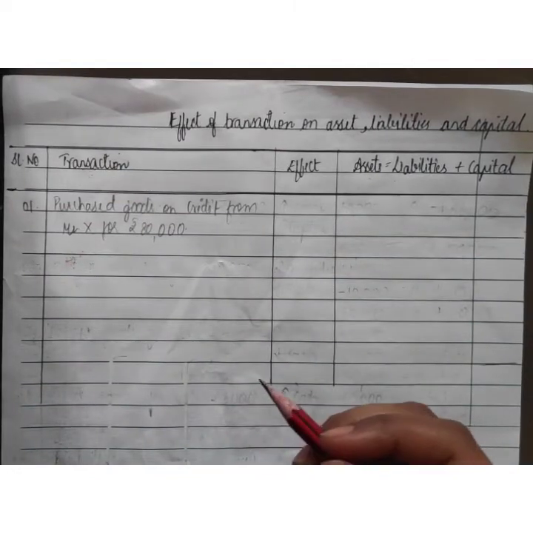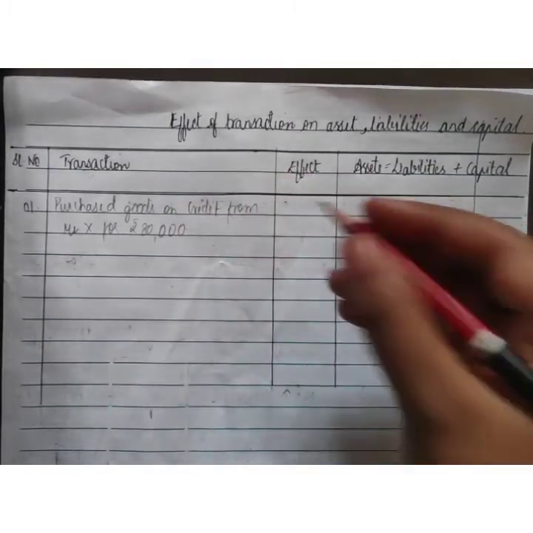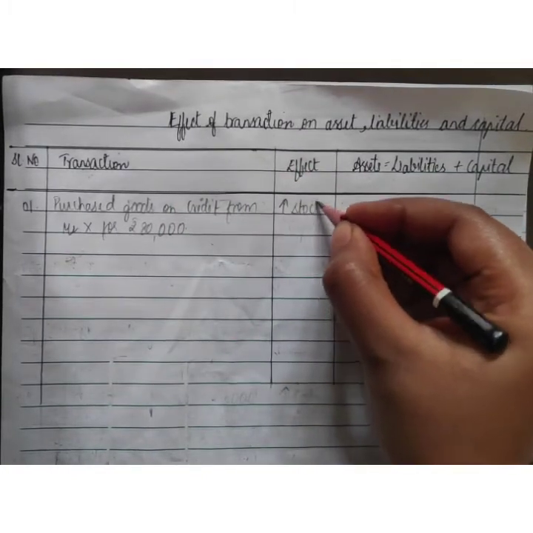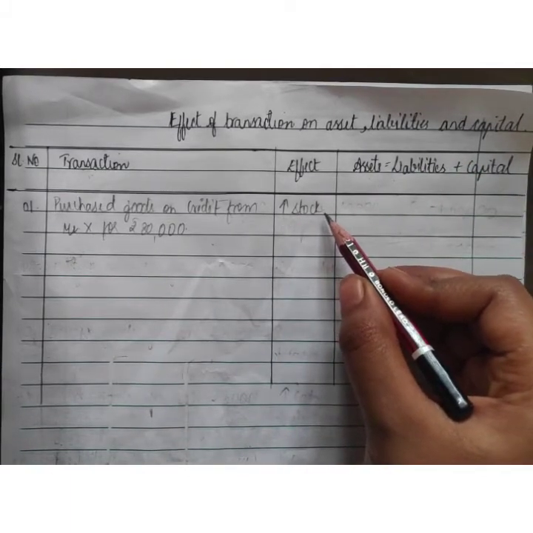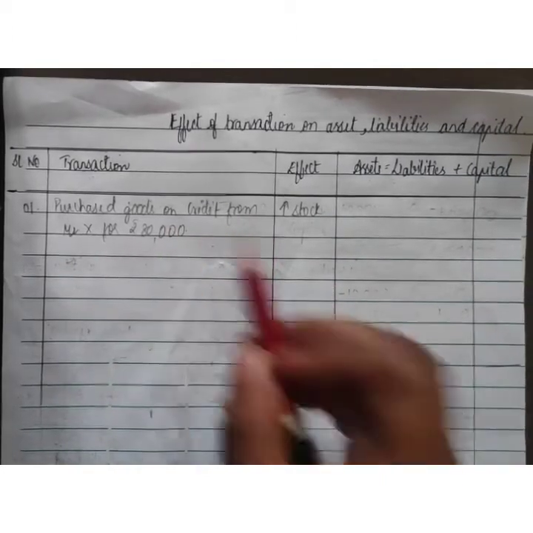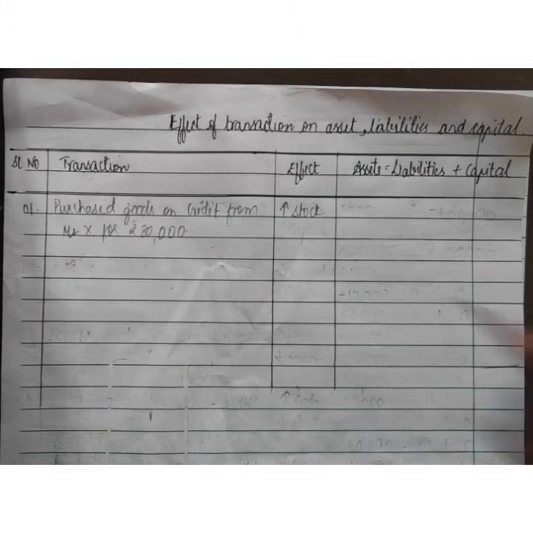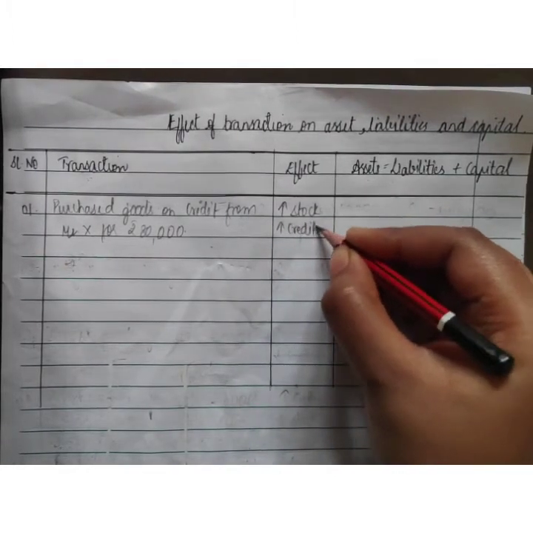Now, what is the effect of this transaction? What is coming in? Goods are coming in, right? We have purchased them and goods are coming in. So the effect will be, goods are nothing but your stock, right? So there is an increase in stock. Now, purchase goods on credit from Mr. X for 80,000. There is one more effect in this transaction: there is an increase in creditors also.